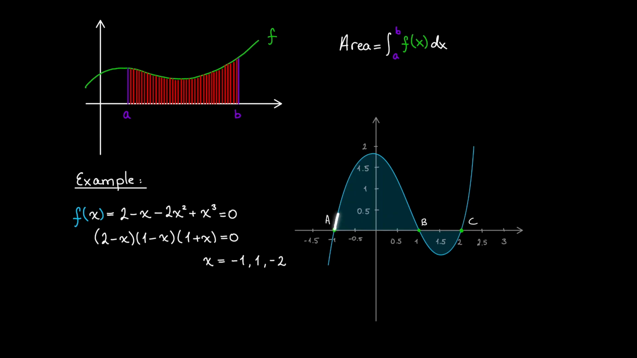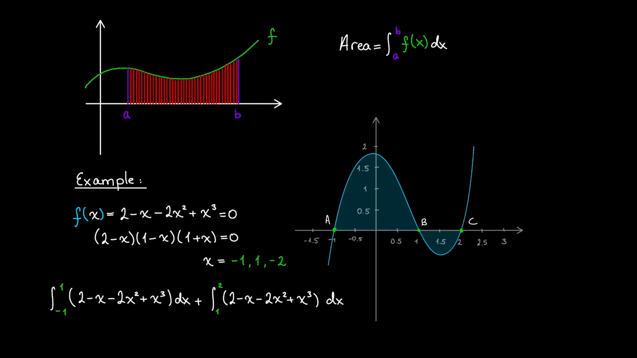So now that means in order to find this area right here, I need to calculate an integral from -1 to 1, and then to find this area right here, I need to compute an integral from 1 to 2 of our function f of x, and we can add these two areas together. At this point, calculating these two definite integrals should be really easy for you.